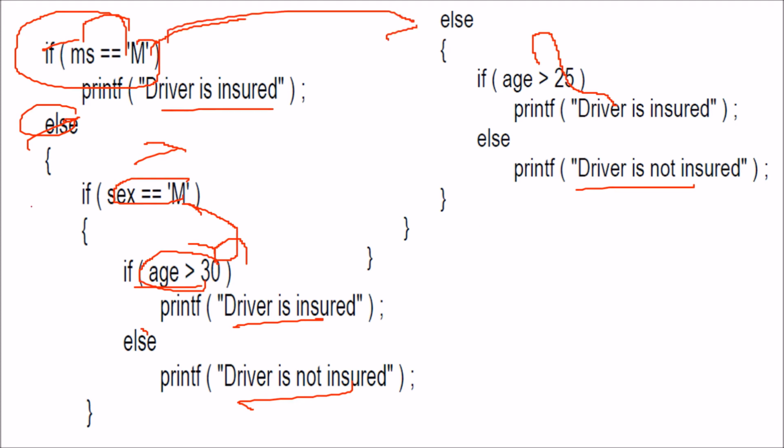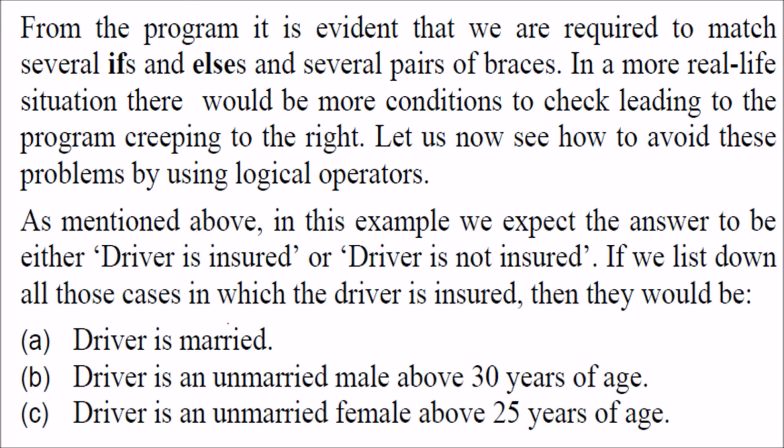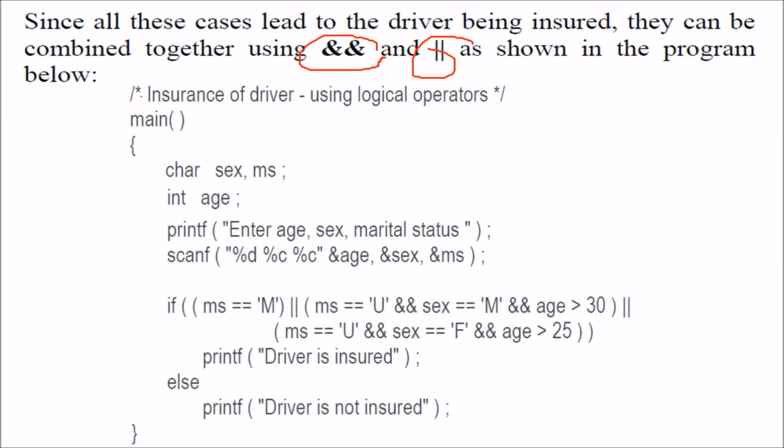Now this again has various braces here, various indentation here. Can we solve it? Can we put some logical operators into use so that we can rewrite this program? Let us write this program in other terms, and here let us make certain cases. The cases are like this: that driver is married, driver is unmarried, male above 30 years, driver is unmarried, female above 25 years. So we have three cases in all. Let us use them. We are writing the program using AND and OR operators. So we are taking the char, sex, ms, that is marital status. We are entering the age.